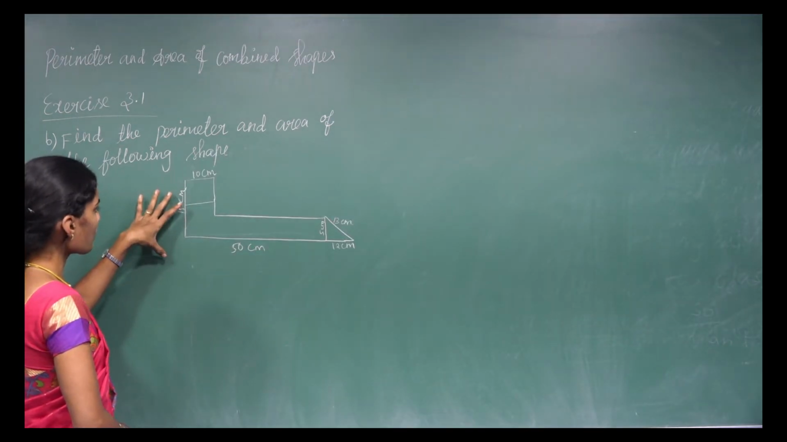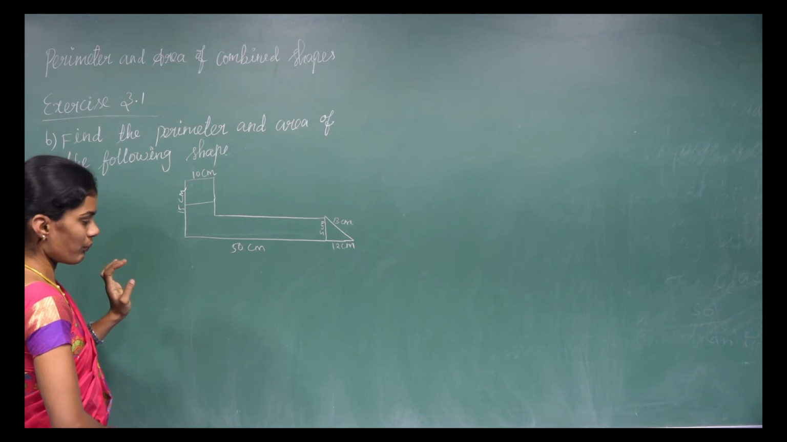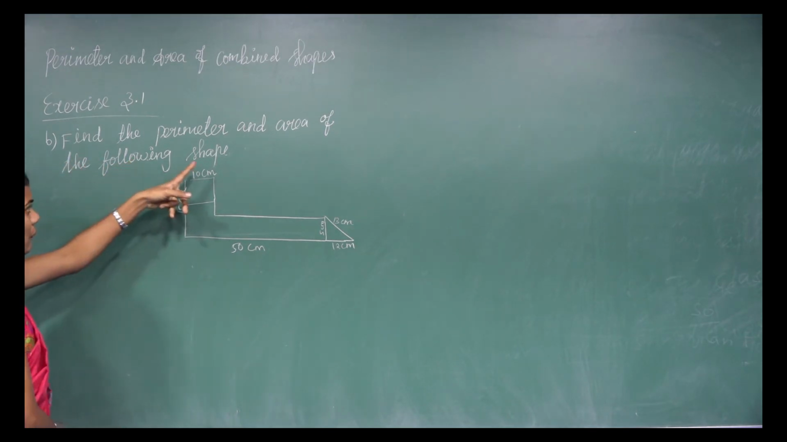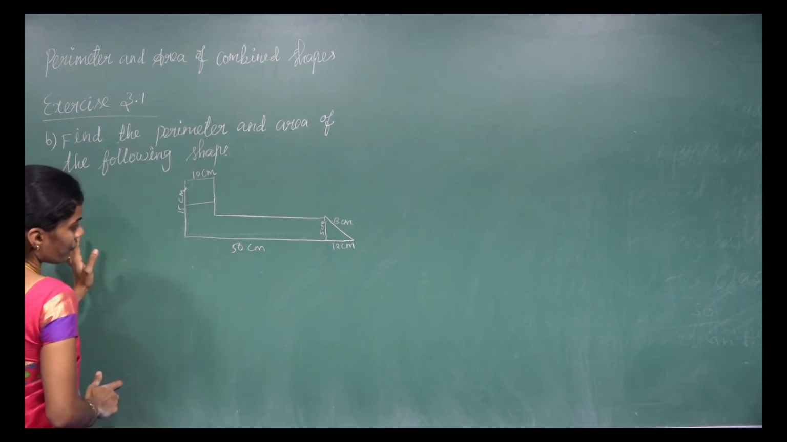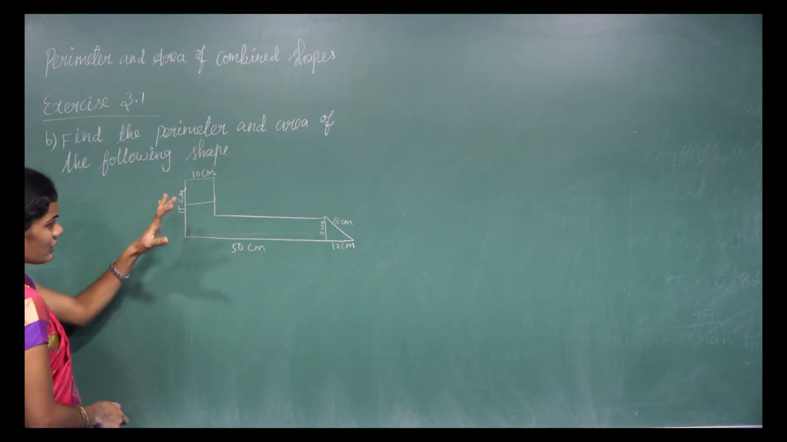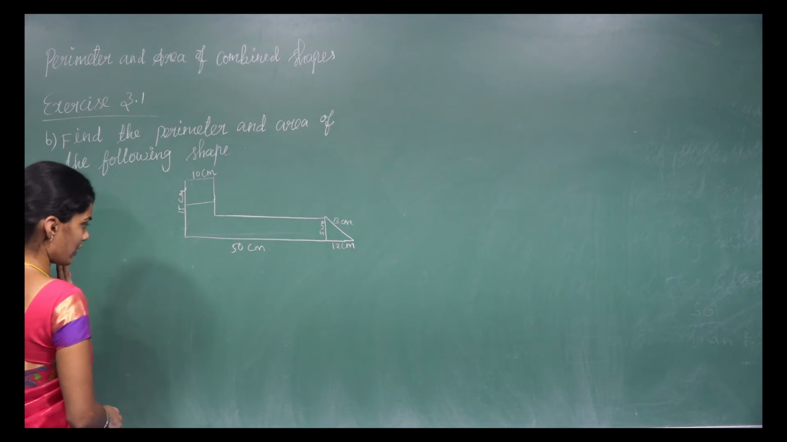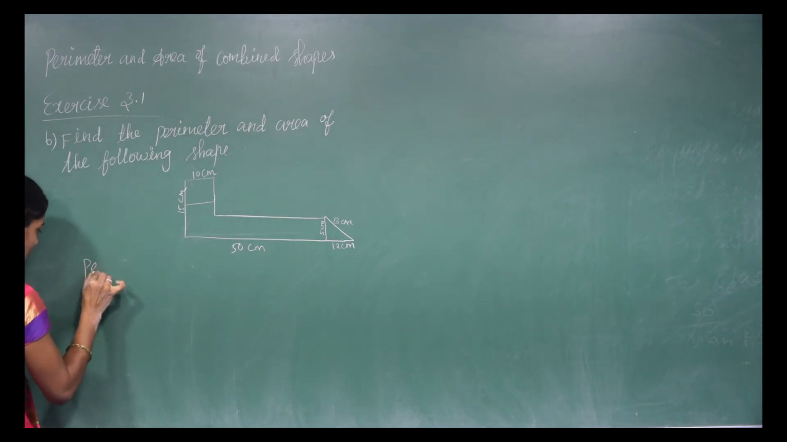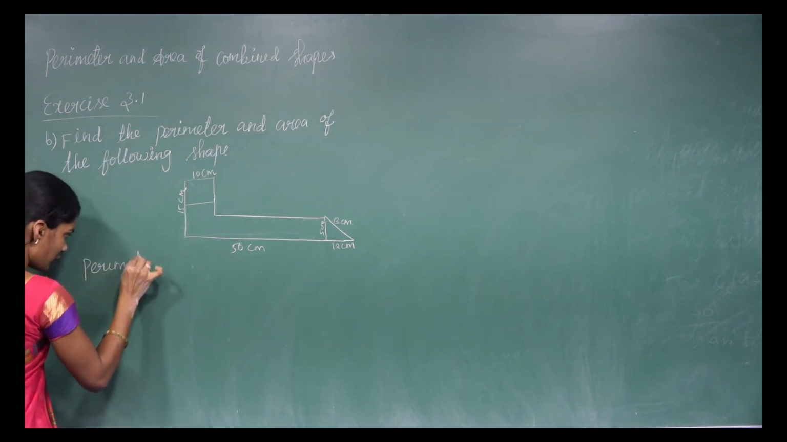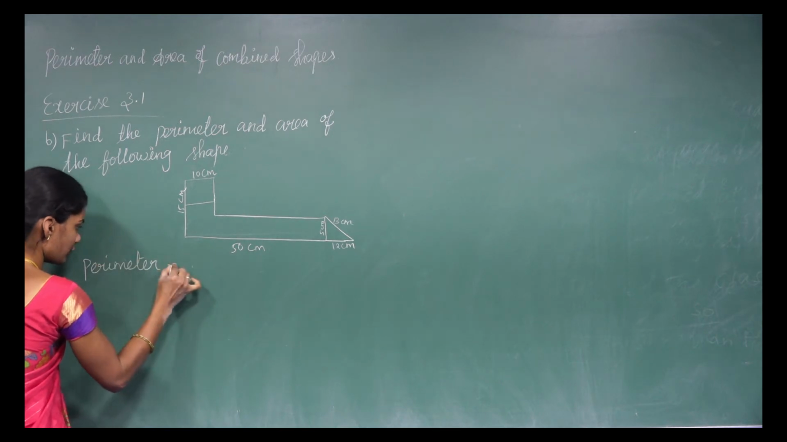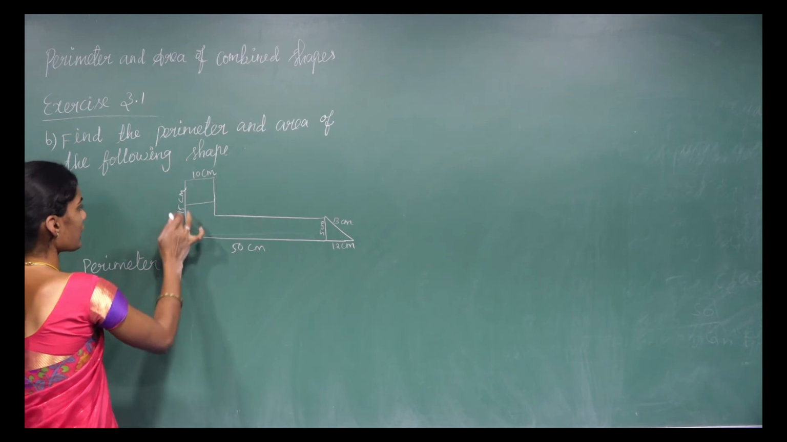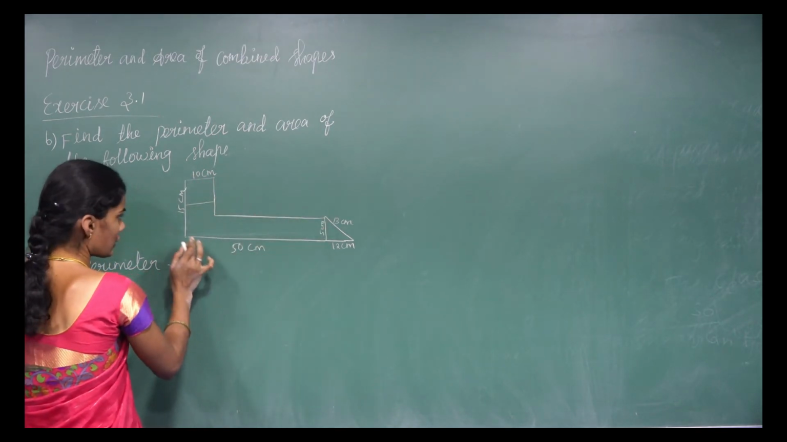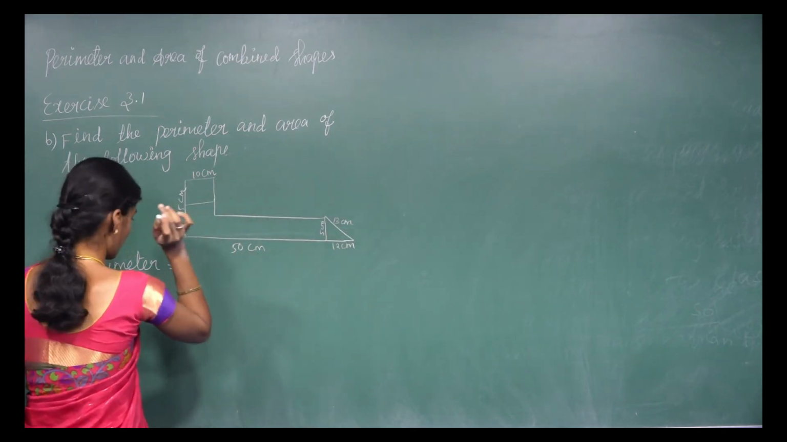In the same way, we want to discuss the next problem. See here. Find the perimeter and the area of the following shapes. See this figure first. Just observe this figure. Then you want to find. First of all, we want to calculate perimeter. What is the definition of perimeter? Total length of all boundaries.